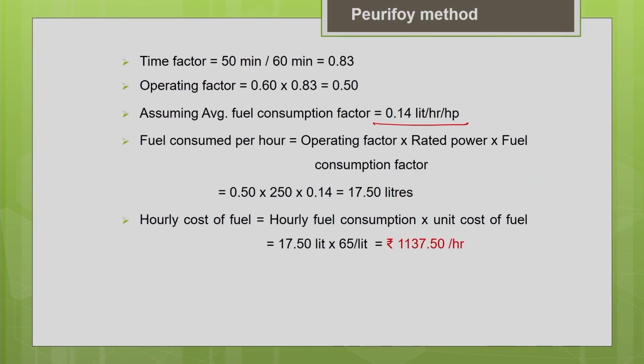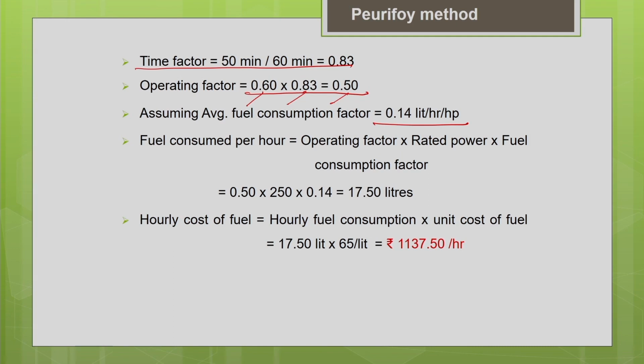Now, the time factor is directly given, it is nothing but the working efficiency. Your machine is working for 50 minutes in an hour. 50 by 60 equals 0.83, that is the working efficiency of the machine. Now, the operating factor is nothing but time factor multiplied by the load factor. Load factor is 0.6, time factor is 0.83, so your operating factor is 0.5.